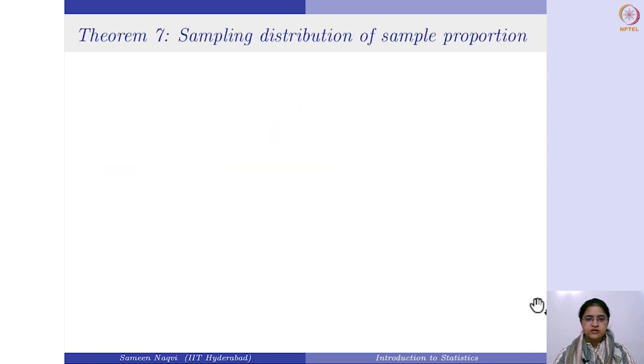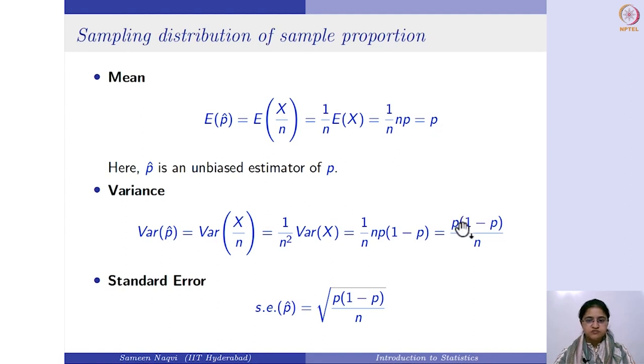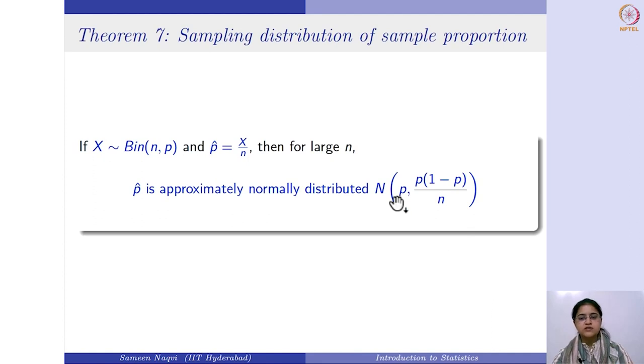Now with this background, we can finalize this theorem, which states that if you have a random variable following binomial distribution with parameters n and p, and p hat, the sample proportion, is given as x by n, then for a very large sample size, that is when n is large, p hat is approximately normally distributed with mean p and variance p into 1 minus p by n. We just found that the expectation is this and the variance is this, but based upon this we cannot simply say that it is going to follow normal distribution. For this we need to prove how the normality comes into the picture. So let us prove this.